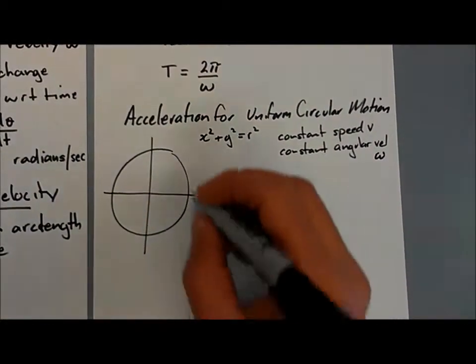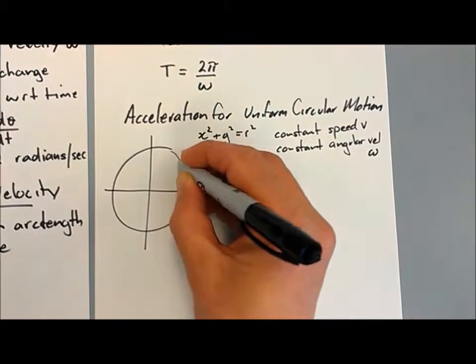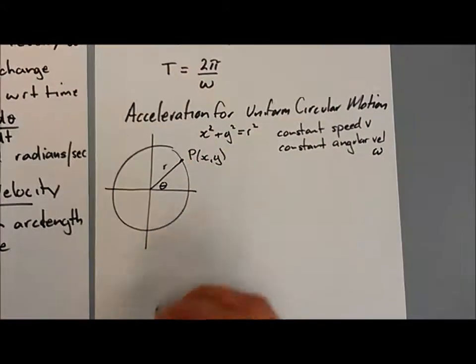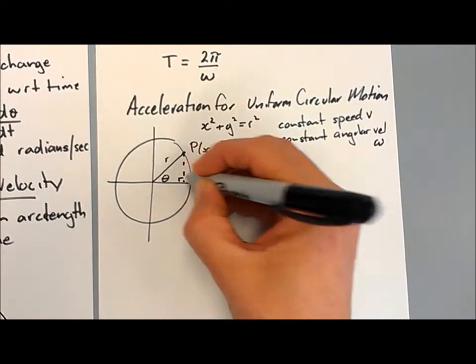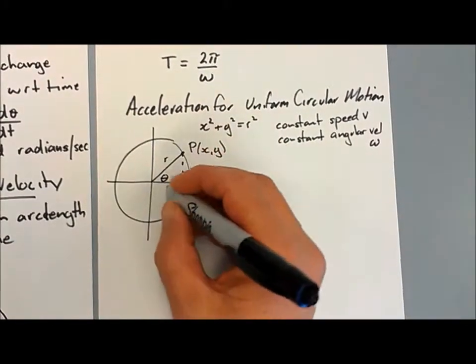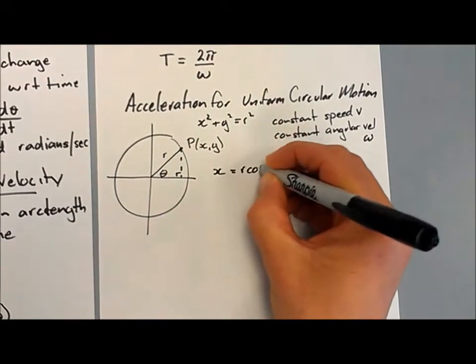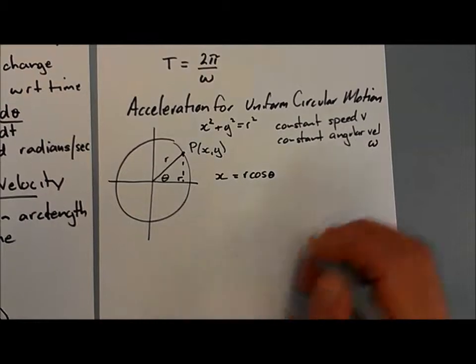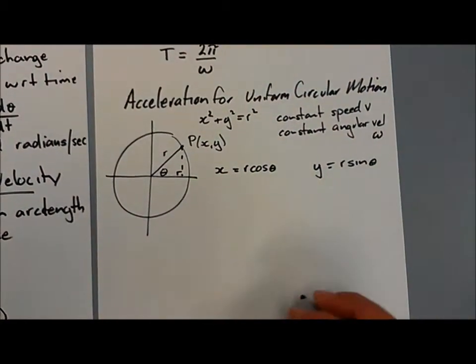Okay, and so if I take this particle P here, representing the point (x, y), radius r, angle theta. And so, with a right angle triangle, I can say that the x component can be thought of as being r cos theta, the x component of its displacement. The y component is r sine theta for its displacement.